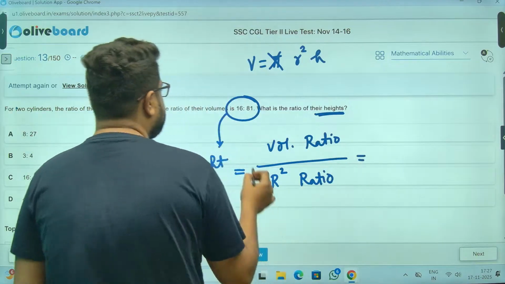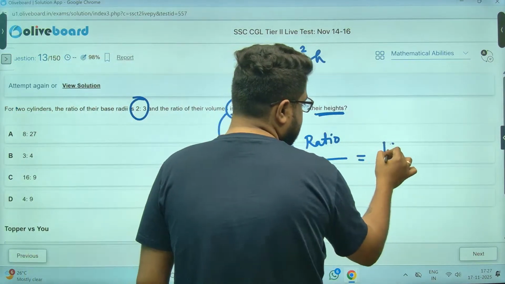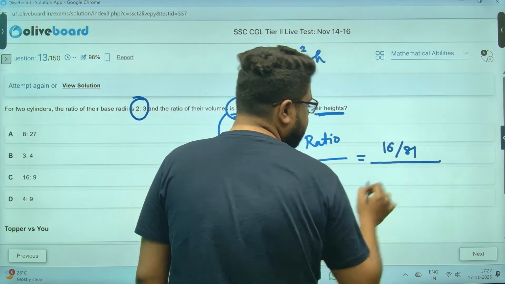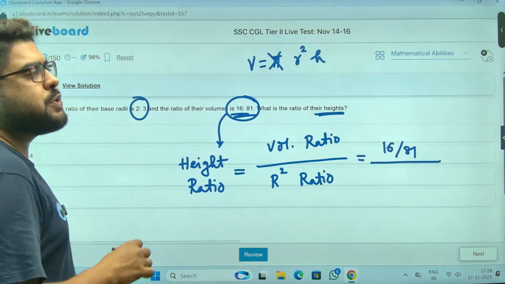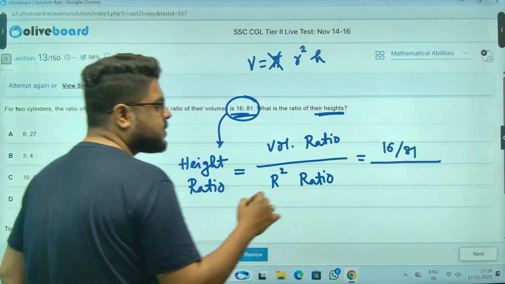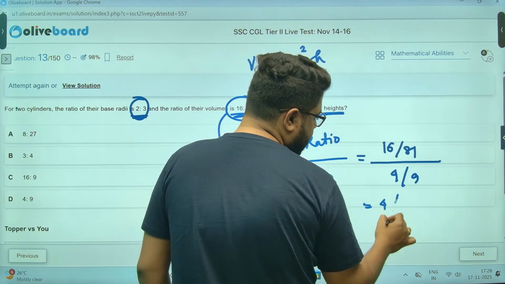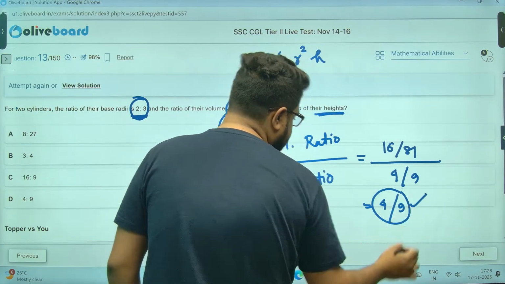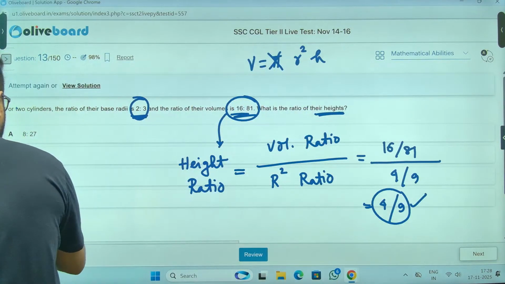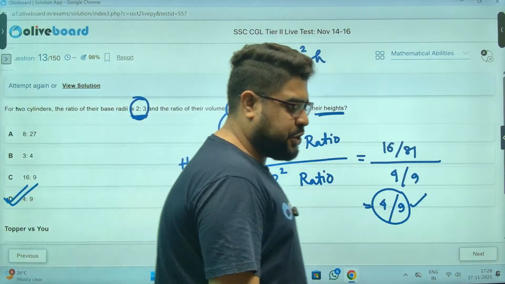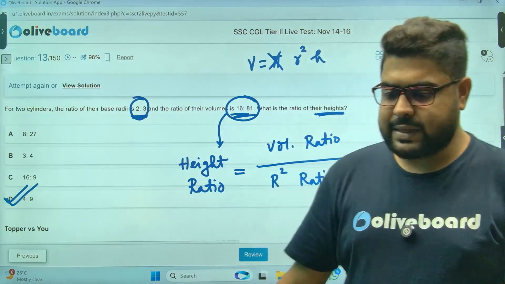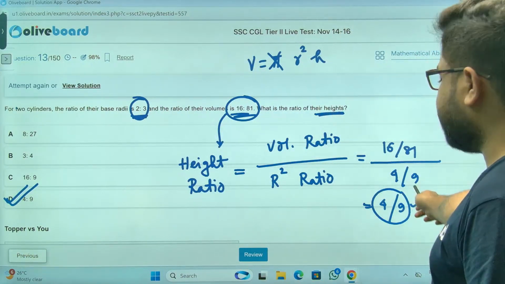Sir, the volume ratio is given as 16 by 81, and the r square ratio is what, sir? 2 square by 3 square, meaning 4 by 9. 16 by 4 is 4, and this is 9. So 4:9 is the answer. Option number D is the correct answer.